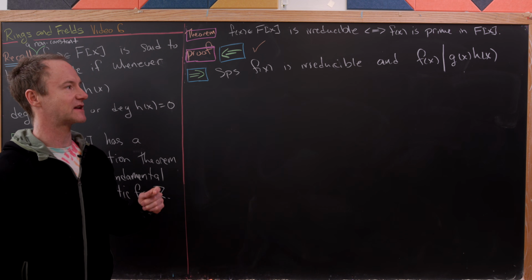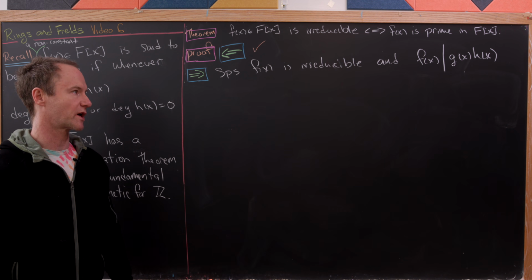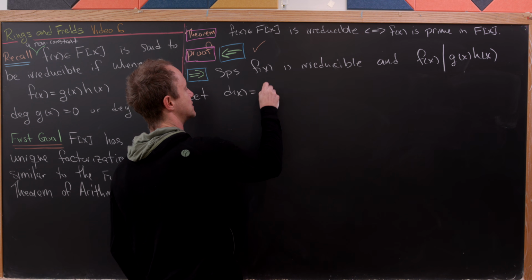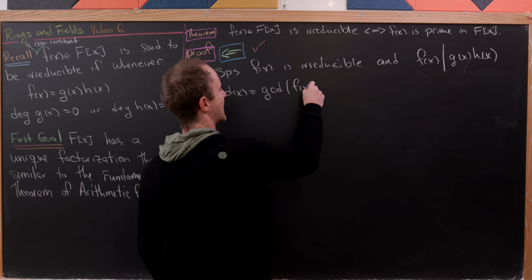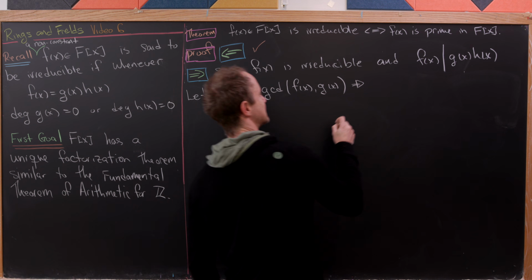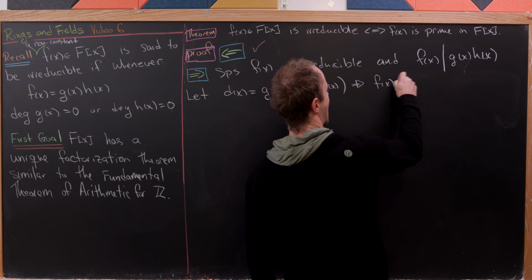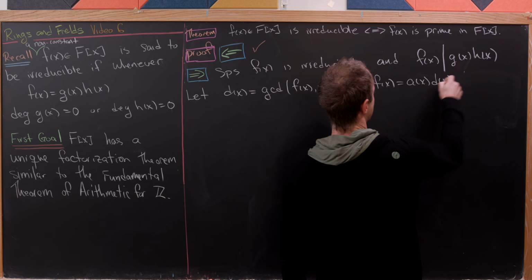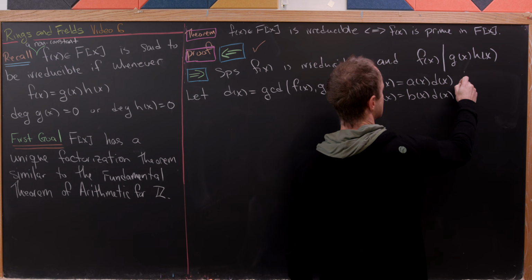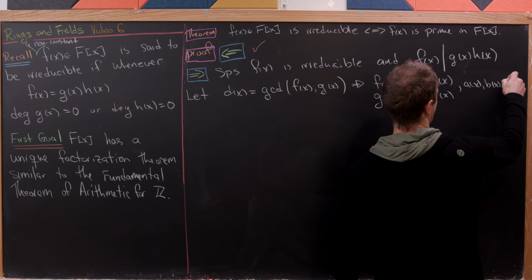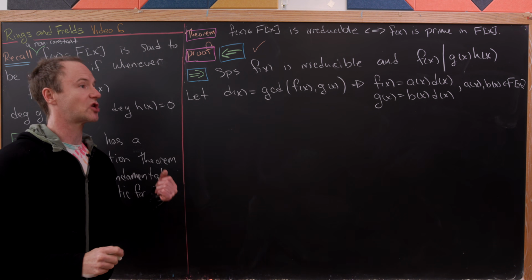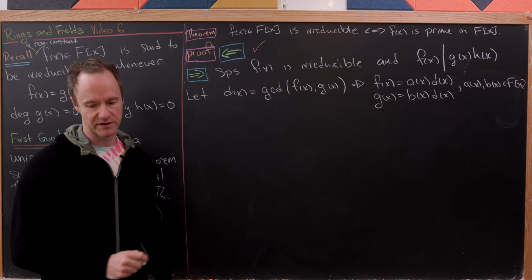Now we're going to use the fact that we've got polynomial GCDs when we're working over a field. So let's go ahead and let d of x be equal to the GCD of f of x and g of x. But now let's observe the following. That's going to tell us that we can write f of x as a of x times d of x, and we can write g of x as b of x times d of x. And this is where a of x and b of x are both polynomials with coefficients from our field. That's just the definition, or that's the common divisor part of the greatest common divisor.